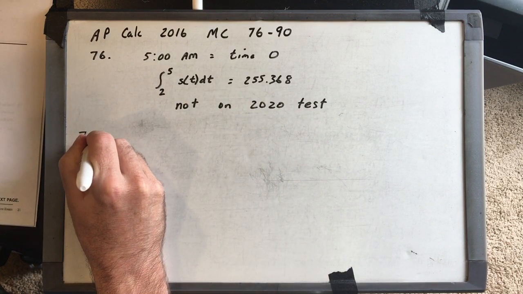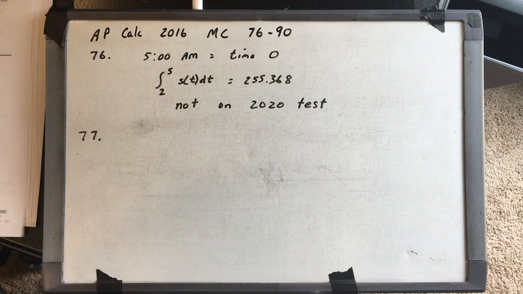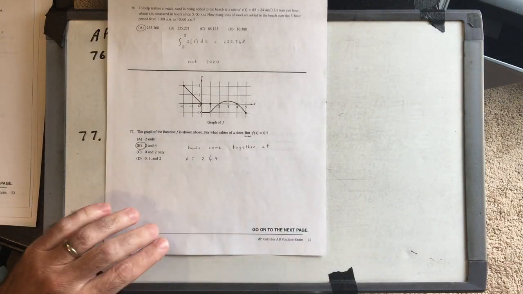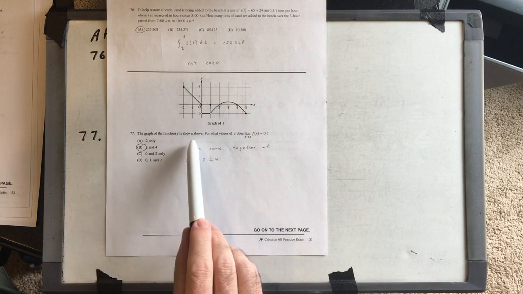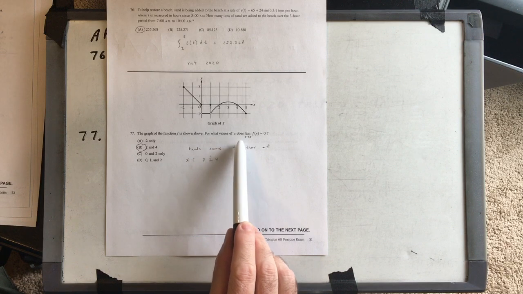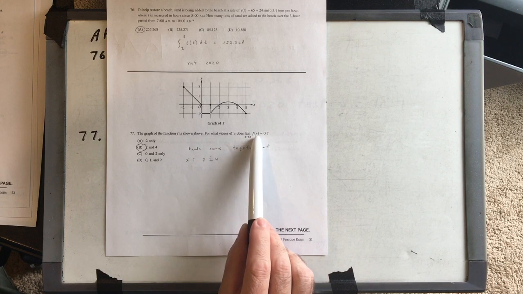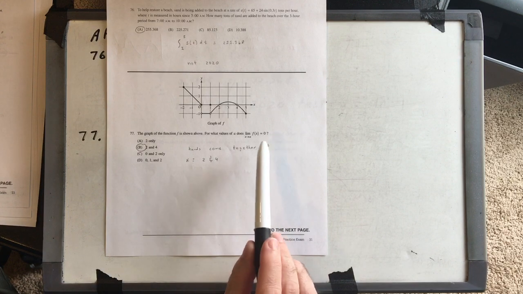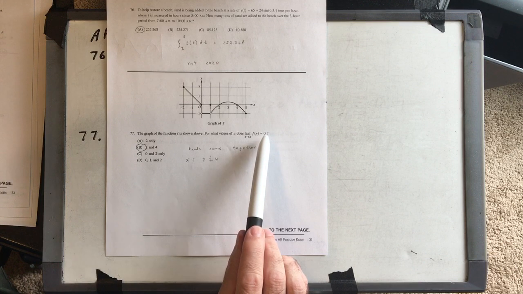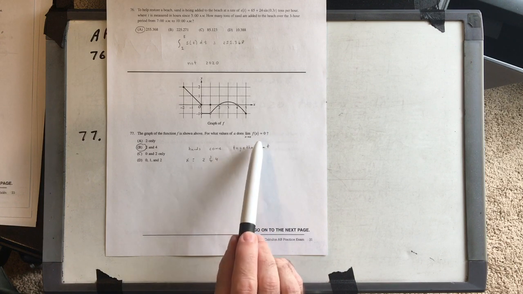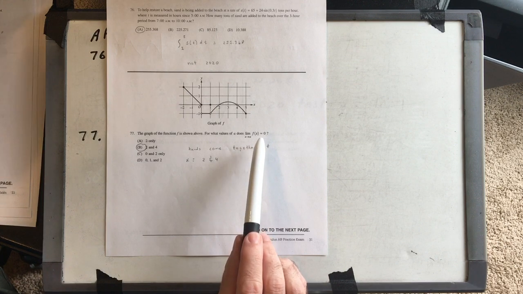All right, 77. So for 77, we have a graph. I'm going to go ahead and put the graph here on the whiteboard. It says the graph of the function f is shown above. For what values does the limit as x approaches a of f of x equal 0? So remember, this is just asking what is the y value when x approaches a. So when is the y value 0?